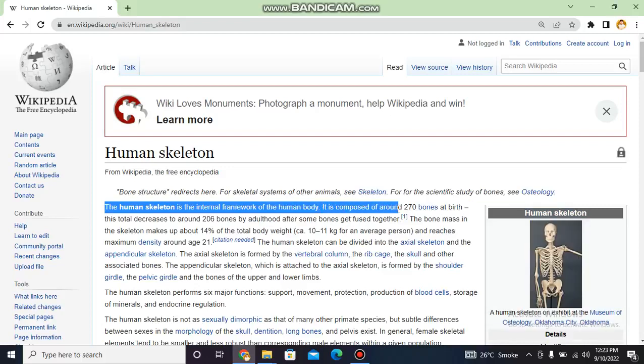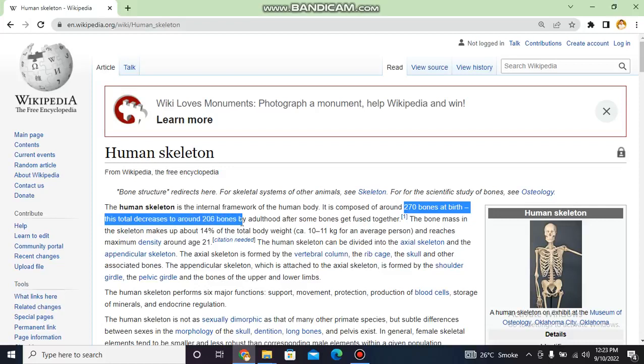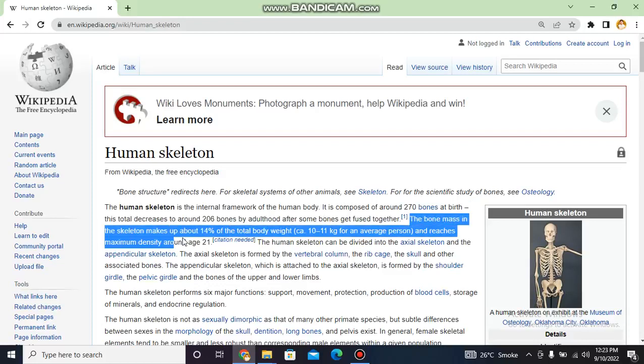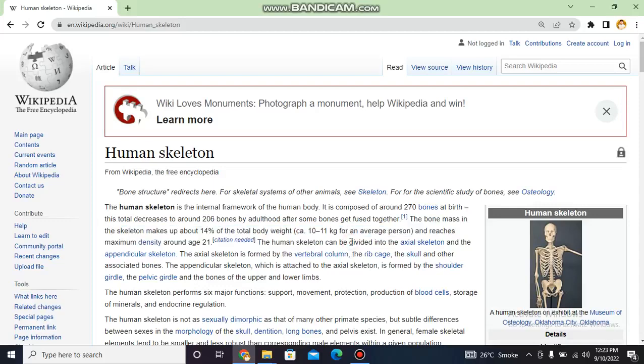It is composed of around 270 bones at birth. This total decreases to around 206 bones by adulthood after some bones get fused together. The bone mass in the skeleton makes up to 14% of the total body weight and reaches a maximum density around 21. The human skeleton can be divided into the axial skeleton and the appendicular skeleton.